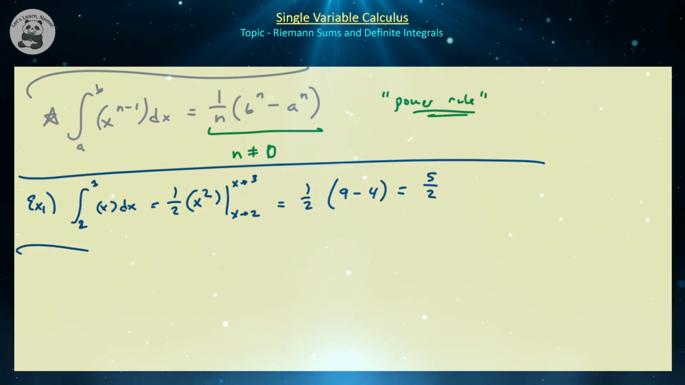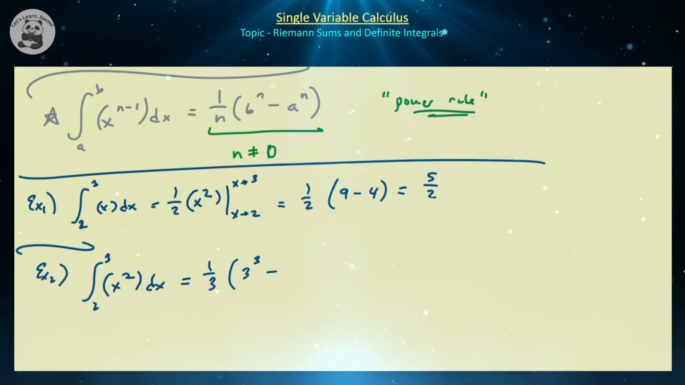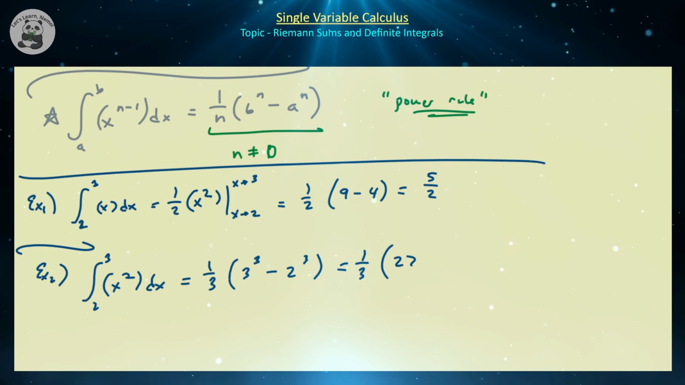So let's look at another example. Let's do the integral from 2 to 3 of x squared dx. So that's just going to be equal to 1 third of 3 cubed minus 2 cubed. So it's going to be 1 third of 27 minus 8. So that's going to be equal to 19 thirds. So that's pretty nice.